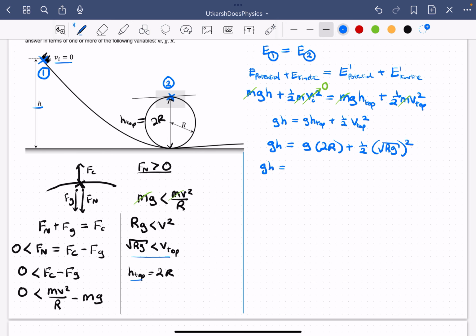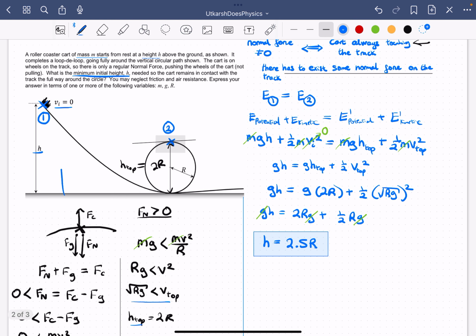So then we get gh is equal to 2Rg plus half Rg. Once again, the g's cancel out. And what that gives us is that h is equal to 2.5R. And that is our final answer. We have to drop the cart from 2.5 times the radius for it to fully go around.